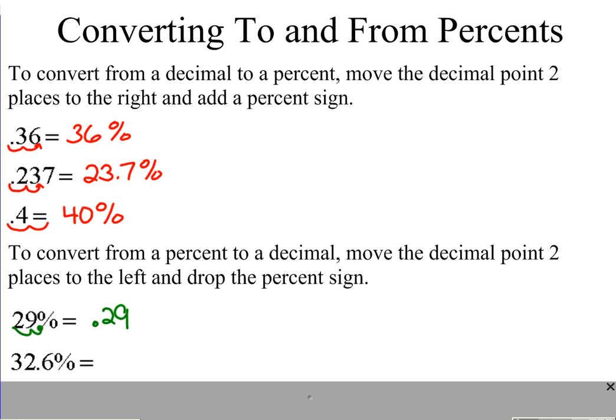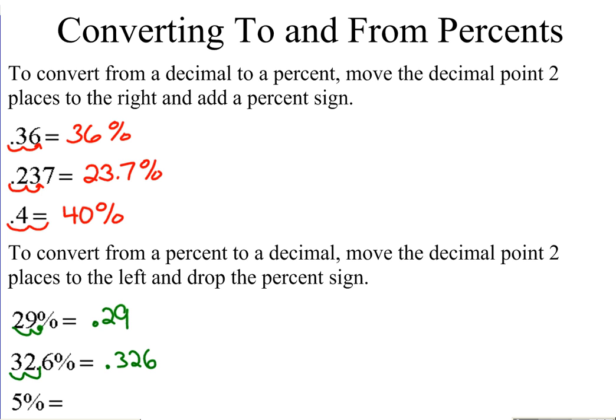32.6%. Move the decimal 2 spots to the left, 1, 2 spots, 0.326, drop the percent sign. 5%, move the decimal 1, 2 spots. We must again add a 0 this time in front of the number to hold that place value position, and we have 0.05.